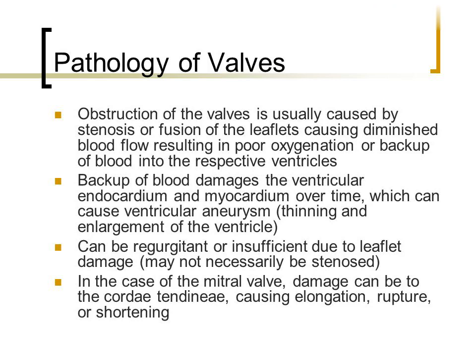Pathology of valves. Obstruction of the valves is usually caused by stenosis or fusion of the leaflets, causing diminished blood flow, resulting in poor oxygenation or backup of blood into the respective ventricles. Backup of blood damages the ventricular endocardium and myocardium over time, which can cause ventricular aneurysm, thinning and enlargement of the ventricle. A valve can be regurgitant or insufficient due to leaflet damage, and may not necessarily be stenosed. In the case of the mitral valve, damage can be to the chordae tendineae, causing elongation, rupture, or shortening.